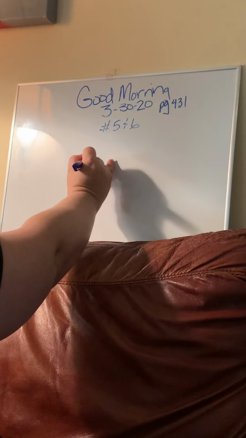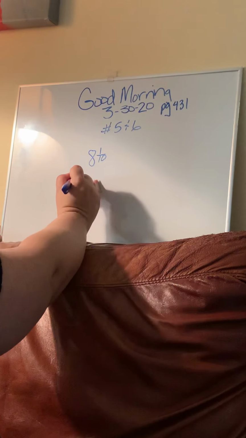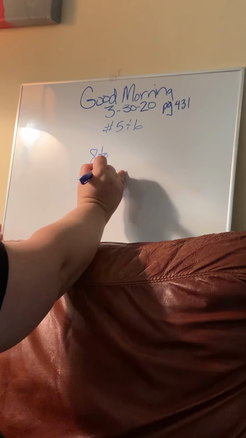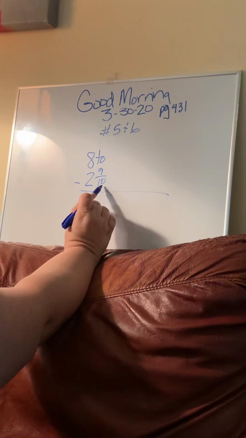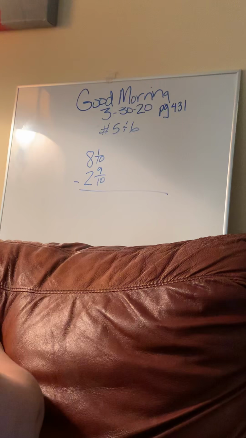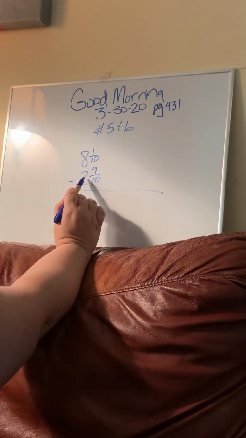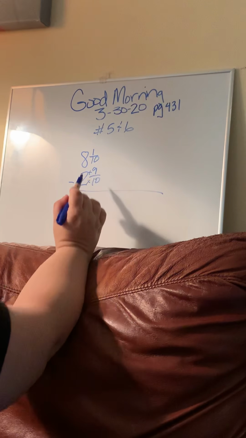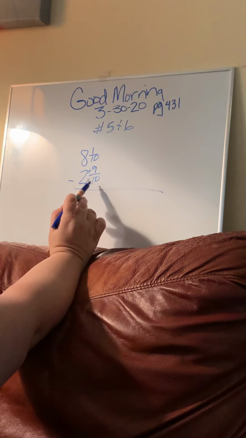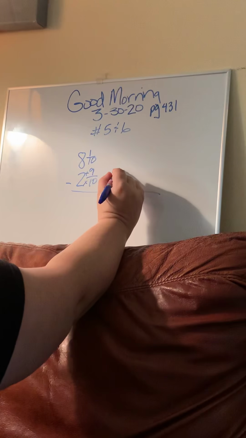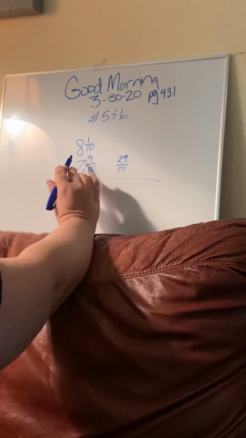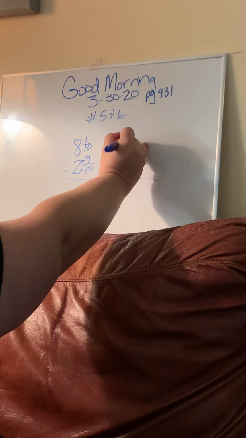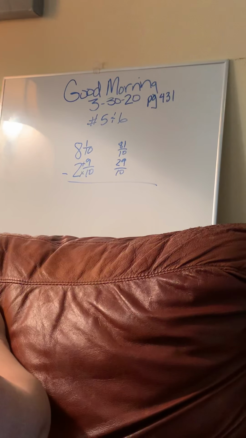Number 5 says 8 and 1/10, and we are subtracting 2 and 9/10, okay? All right, how many times will... I did the wrong thing. Remember, we are changing these into improper fractions. So 10 times 2 is 20, plus 9 more is 29 over 10. 10 times 8 is 80, plus 1 more is 81 over 10. Okay, we are going to subtract, okay?